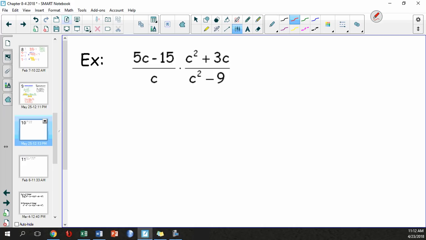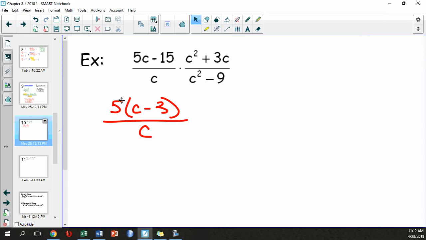So 5c minus 15. What's in common there? 5. Go fish. Pull out a 5. If I pull out a 5, what am I left with? c minus 3 all over c. I cannot do anything else with that, can I? Go to the second fraction.